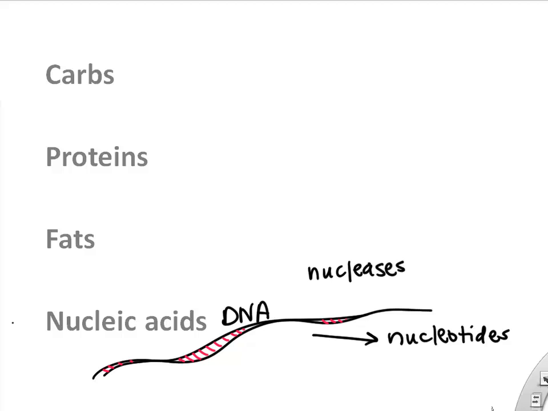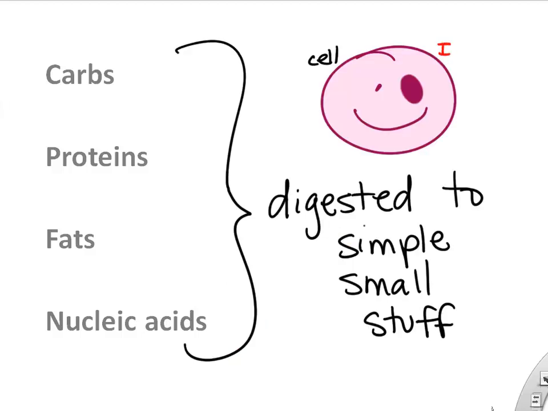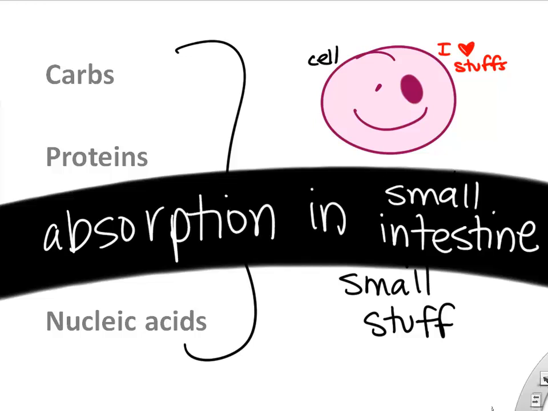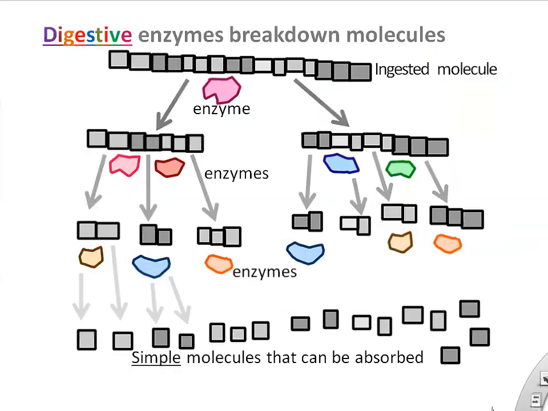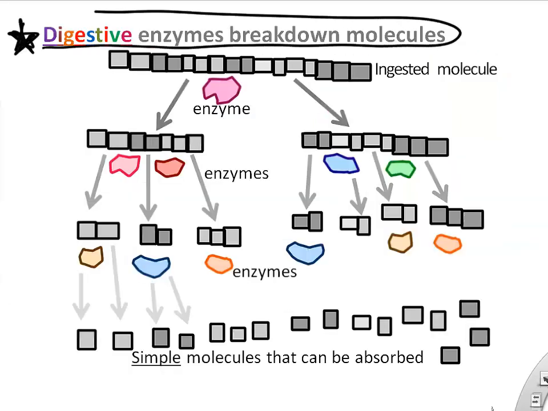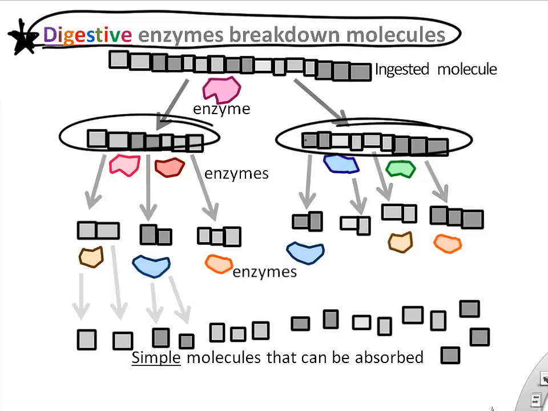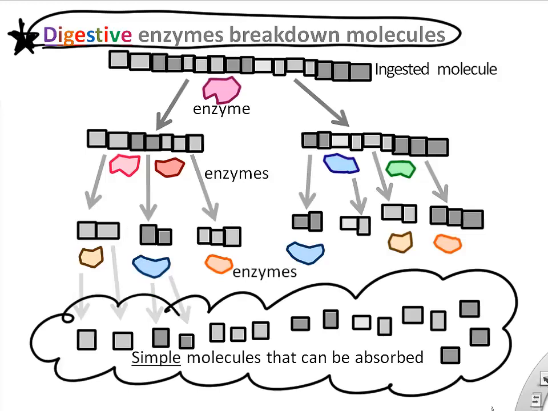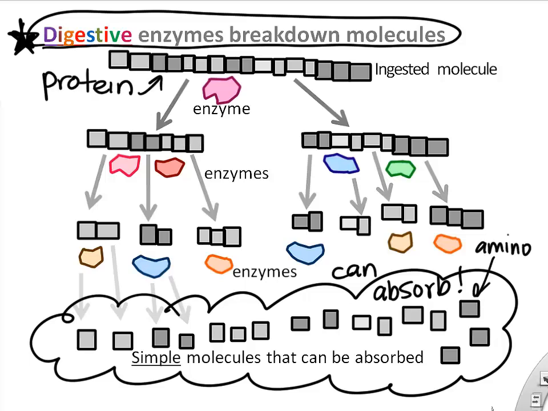I just wanted to mention that we ingest nucleic acids like DNA, and so we actually have enzymes like nucleases that can break down the DNA from plants and animals into nucleotides. So our cells want really, really simple stuff. We're going to need to break everything down to very simple things that can be absorbed now by our little small intestinal epithelial cells. So again, what are digestive enzymes? They're really just proteins that make things break apart. And we break apart everything using these series of enzymes until we go from, say, a protein to finally amino acids that can be absorbed.